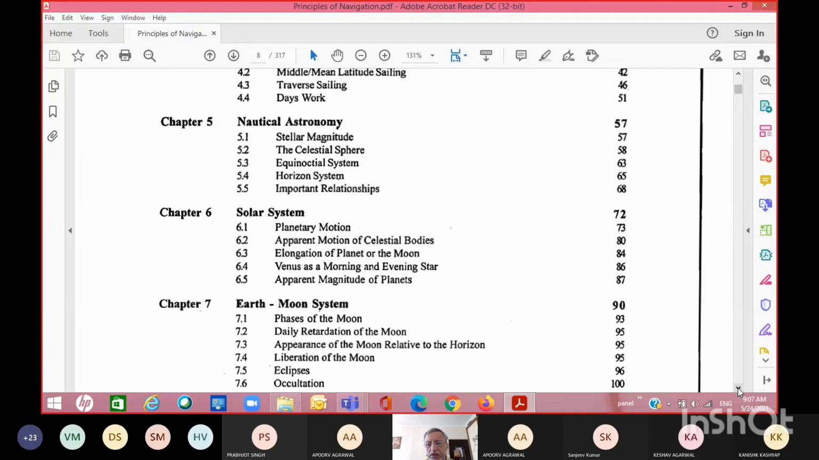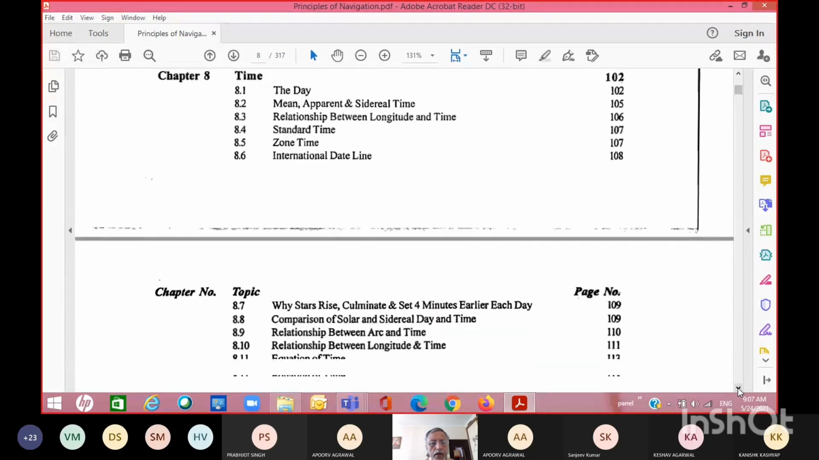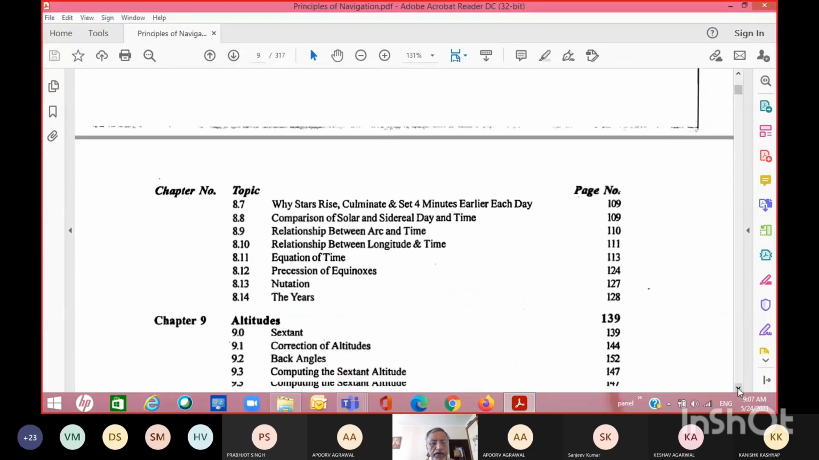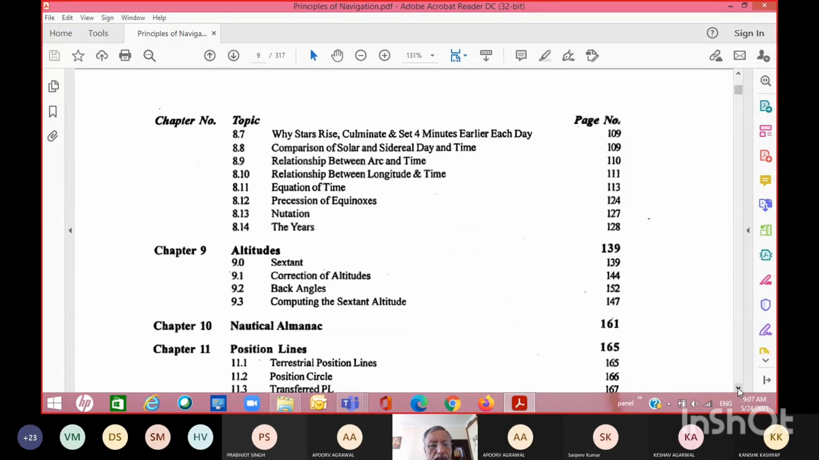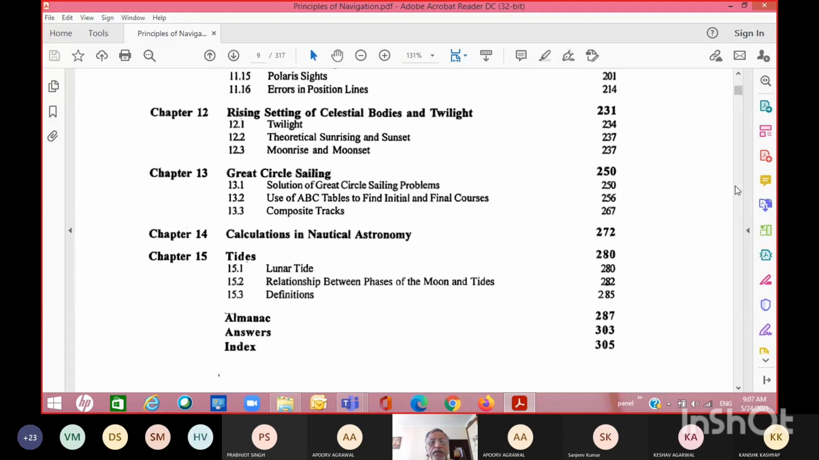Start with the solar system today, and then I'll go on to the Earth-Moon system, time. This is all a part of time. Before I come to chapter 9, altitudes, where we start the practical part, I will explain the celestial sphere, because if I do that now, then by the time we reach there, it's all forgotten. The other topics may not be directly relevant to the celestial sphere for the time being. Then we have a little bit of nautical almanac, and then the position lines and the practical part start.